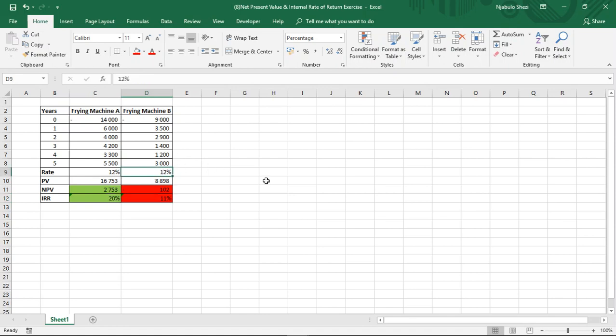So I would advise Usipo that if Usipo wants to grow at 5% revenue, he has to buy frying machine A, simply because it has a positive net present value, and also it has an internal rate of return which is greater than the cost of capital that he will be using to finance the buying of frying machine A.